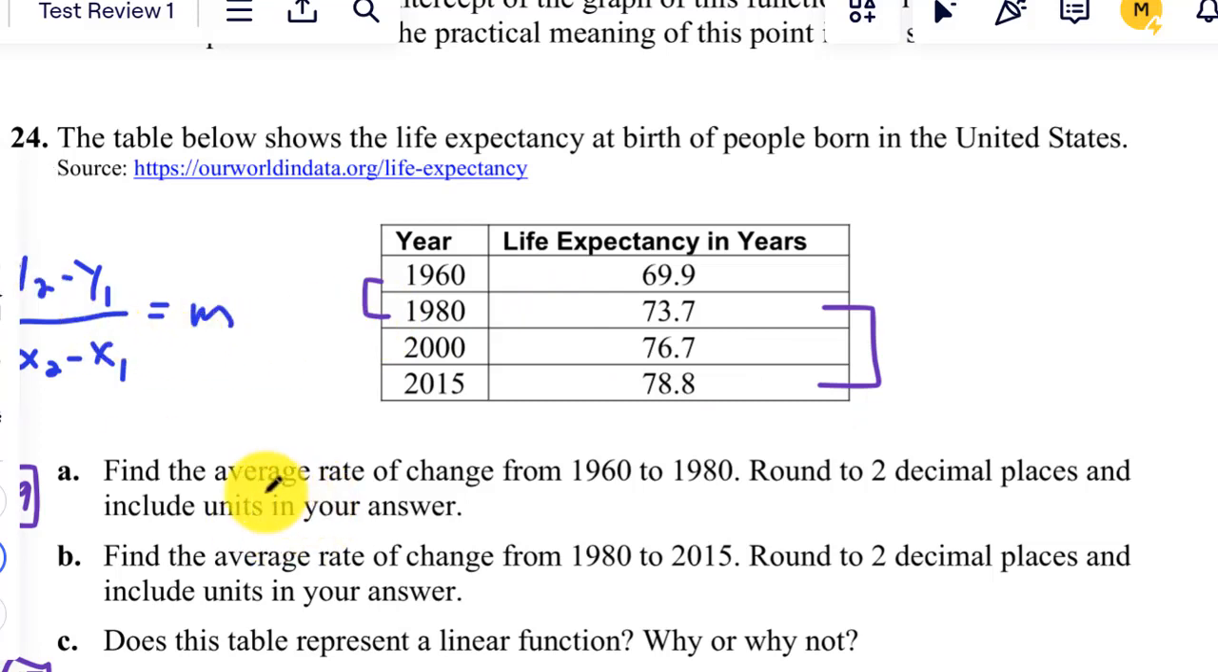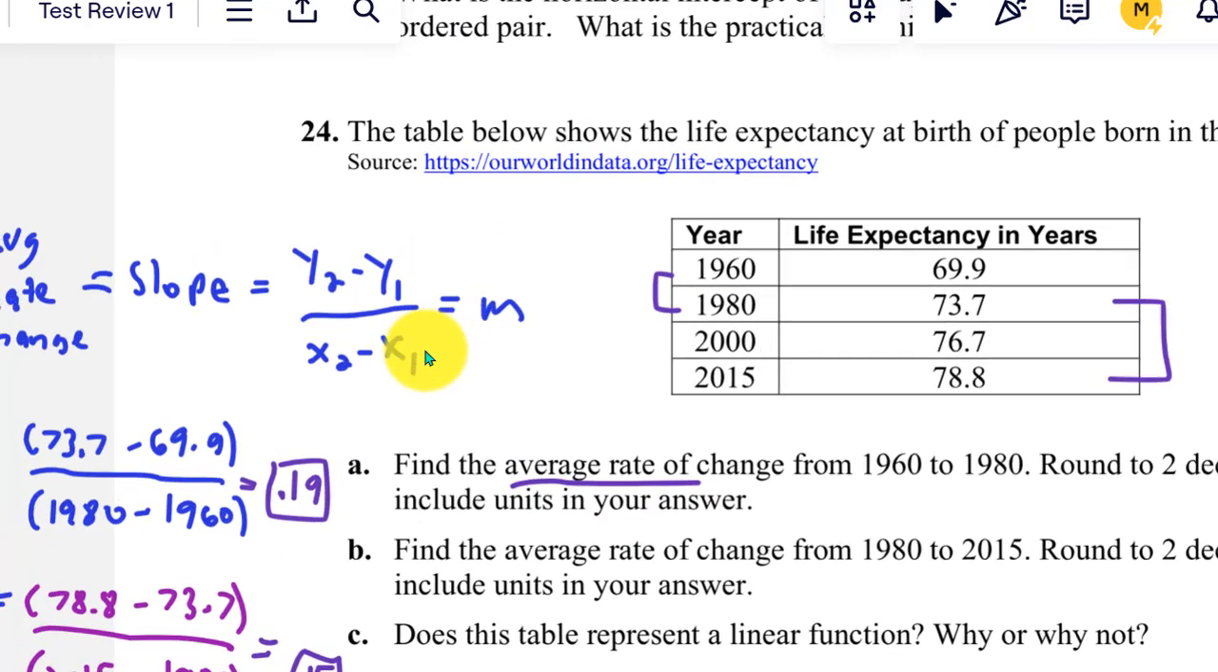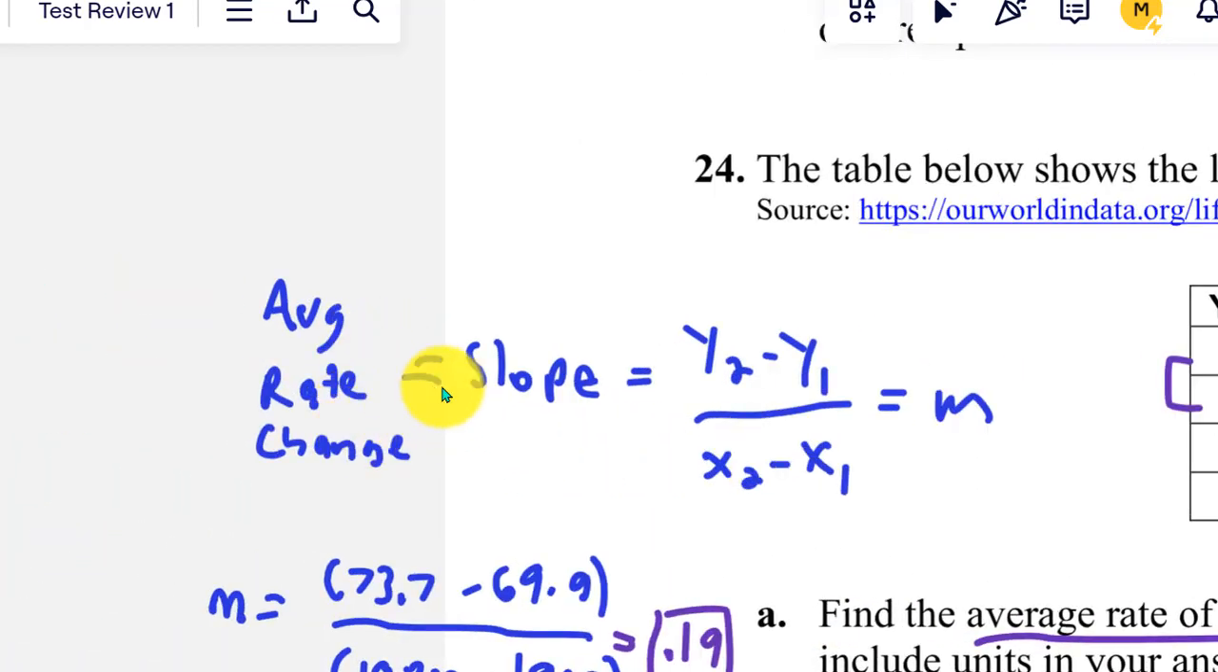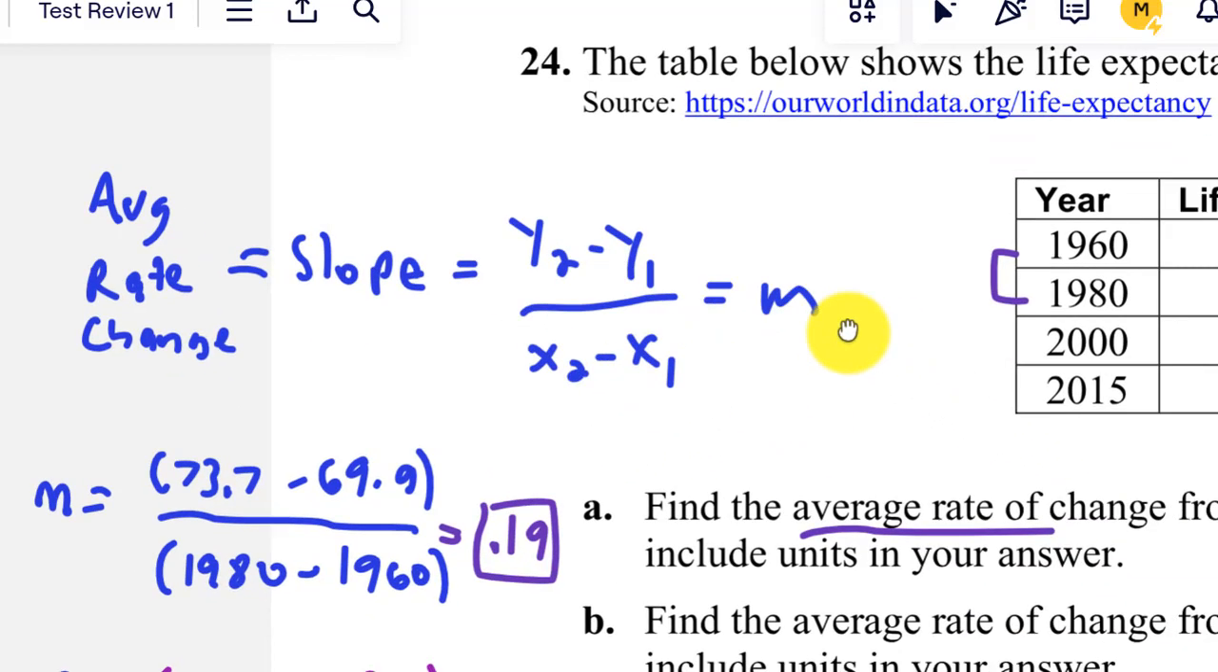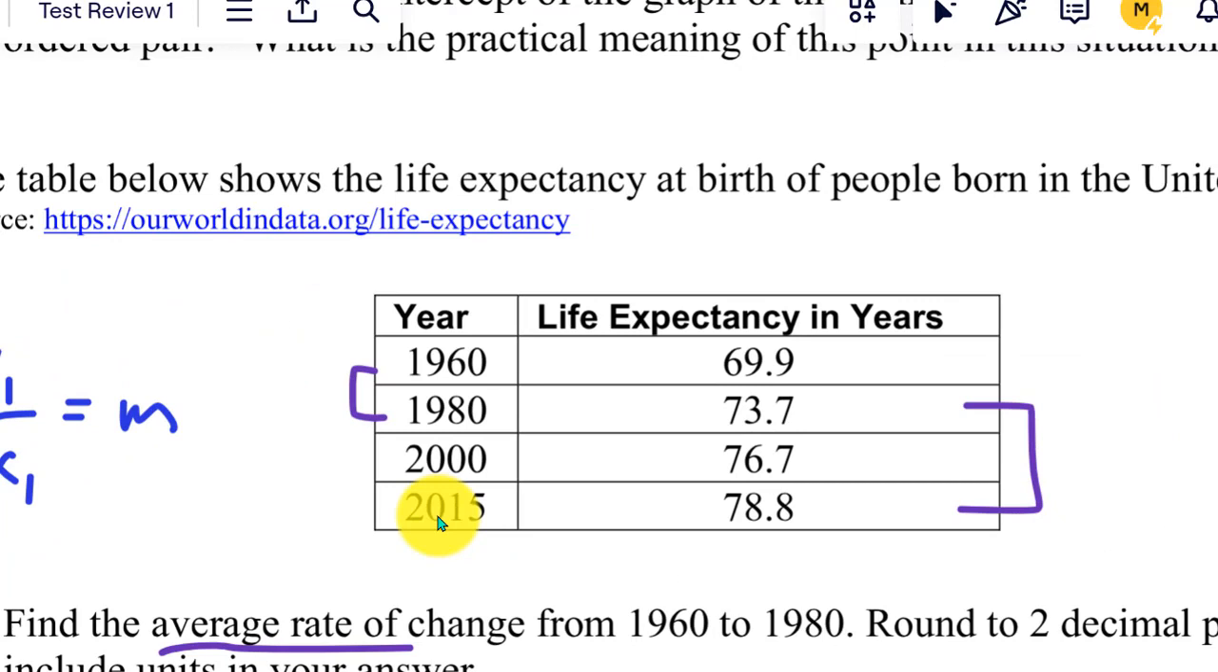So first thing you want to remember is what is average rate of change? That's considered the slope. Average rate of change is equal to the slope, which is y2 minus y1 over x2 minus x1. If you think about these points as a pair, you could think of the year as x and the life expectancy in years as y. Think of the 1960 as X and the 69.9 as Y.